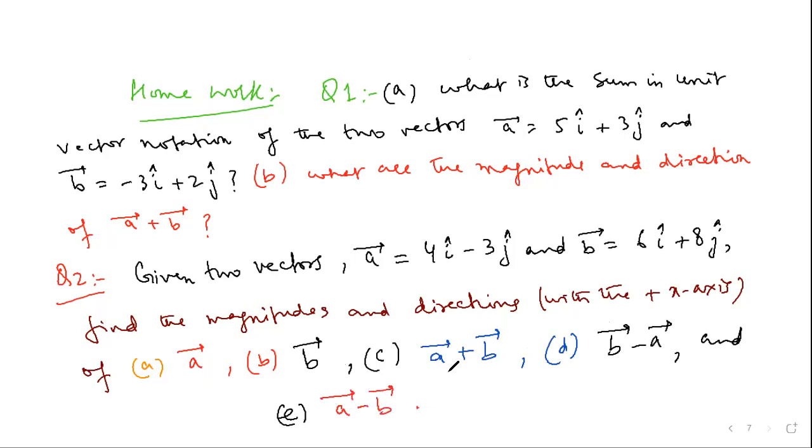I repeat the question. Given two vectors A equal to 4i minus 3j and B equal to 6i plus 8j, find the magnitudes and directions with the positive x-axis of part A, vector A, part B, vector B, part C, vector A plus B, part D, vector B minus A, and part E, vector A minus B. Do your homework.